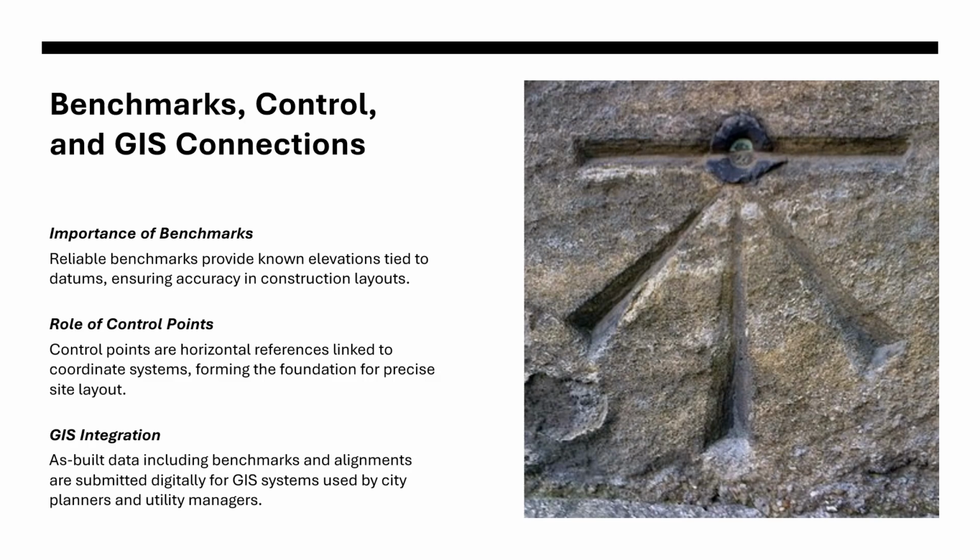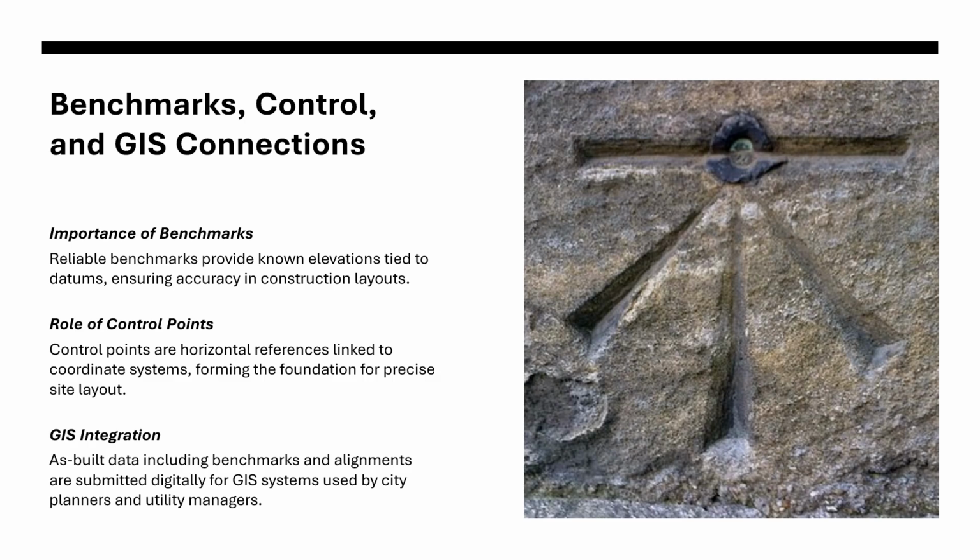If benchmarks or control are misplaced, every downstream stake will be wrong. This ties back to Lecture 5's principle of retracing evidence. Just as a boundary surveyor must begin from a known, reliable monument, a construction surveyor must begin from verified benchmarks and control points. Only then can they align their alignments and profiles so they can be trusted in the field by the construction crews.